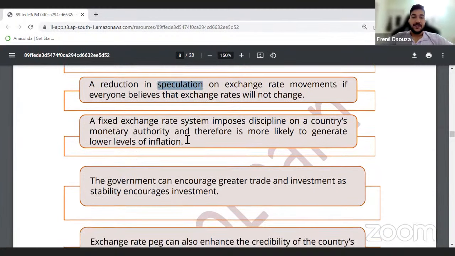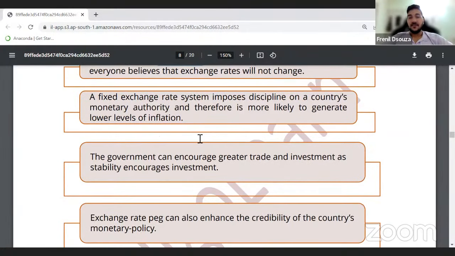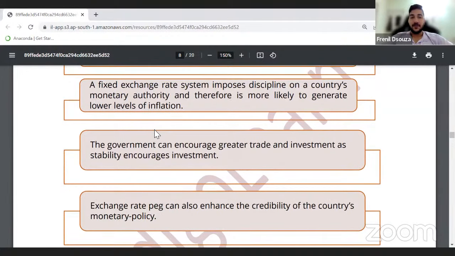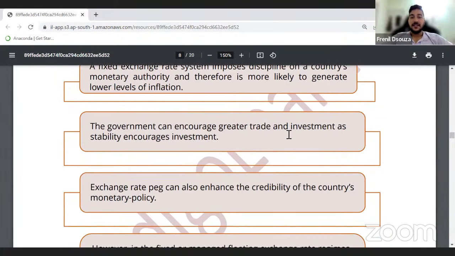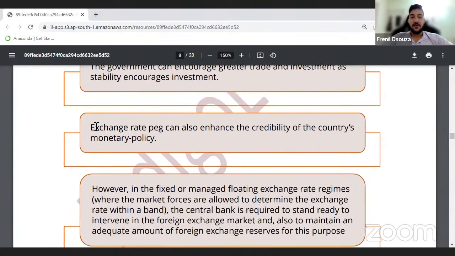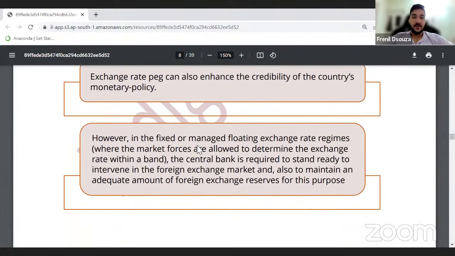Next, a fixed exchange rate system imposes discipline on the country's monetary authority. First of all, it will take a lot of headache away from the monetary authority because the rate is fixed and you don't have to keep watching the market to see how much demand has come, how much supply is there, and all that data. You don't have to take decisions on a real-time basis because the currency rate is fixed. The government can encourage greater trade and investment as stability is there. I've already told you. The exchange rate peg can also enhance the credibility of the country's monetary policy.